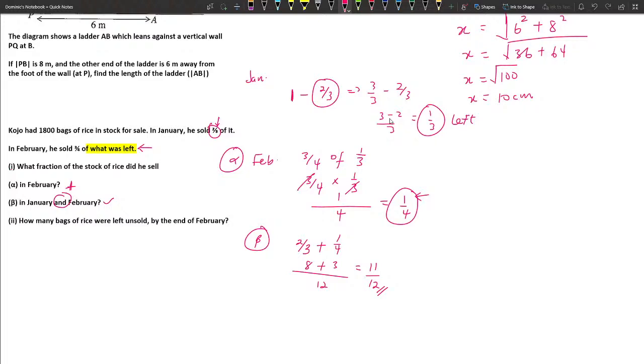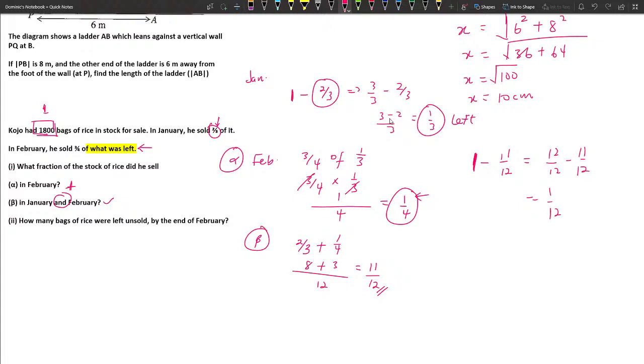So the first thing we've established is, thank you Derek, you've actually gotten the 11/12. The next thing we need to do: this was what was sold in January and February. Remember, what was in the warehouse represents one whole. So after all the selling, going to the market and all those things, he was able to sell 11 out of 12 of the one whole. So one whole minus 11 out of 12 gives us 12/12 minus 11/12. Why 12/12? Because we are using the denominator to make the whole, and that will give us 1/12.